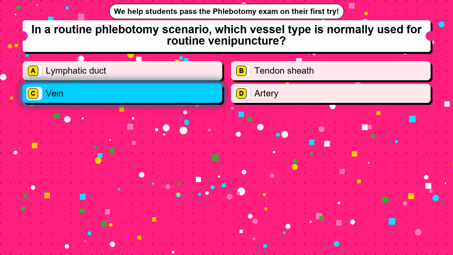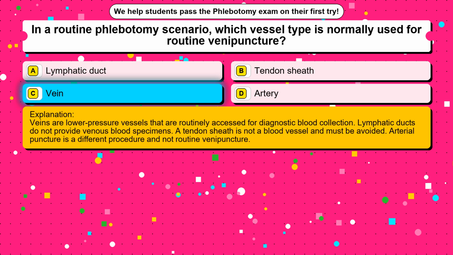Vein. Veins are lower pressure vessels that are routinely accessed for diagnostic blood collection. Lymphatic ducts do not provide venous blood specimens. A tendon sheath is not a blood vessel and must be avoided. Arterial puncture is a different procedure and not routine venipuncture.